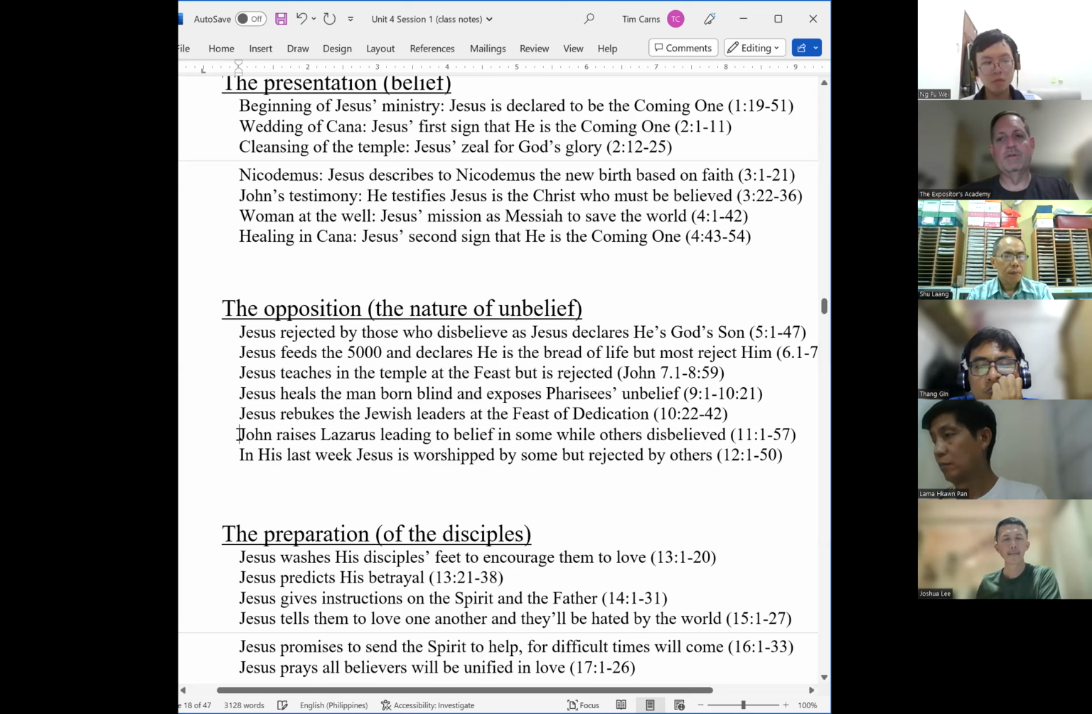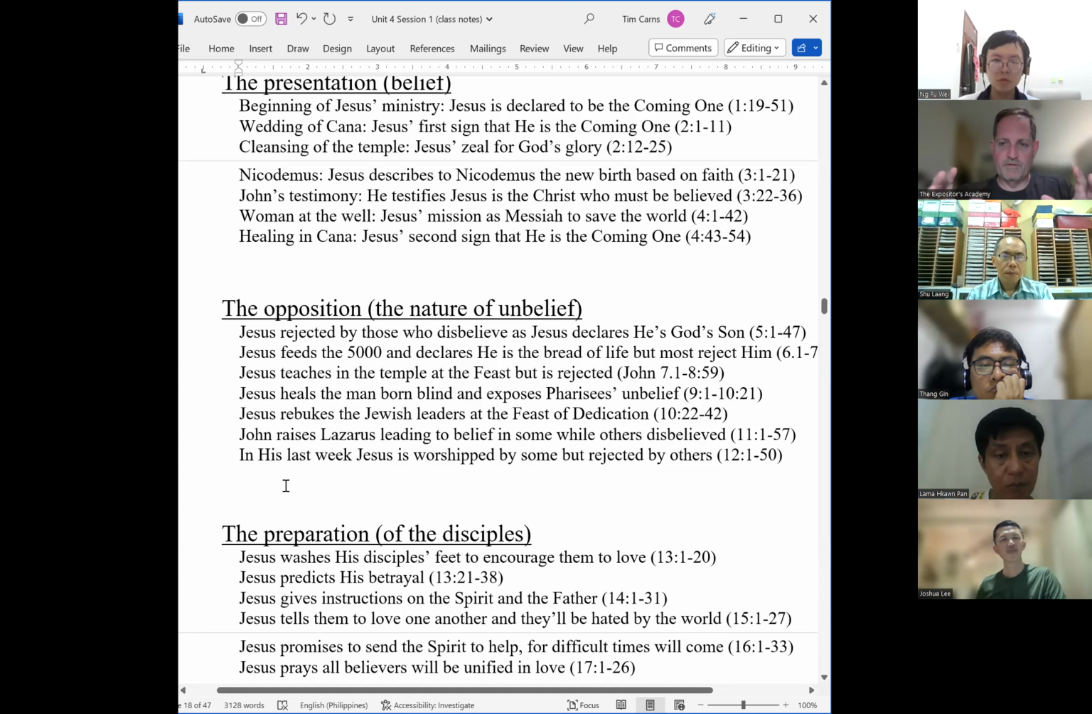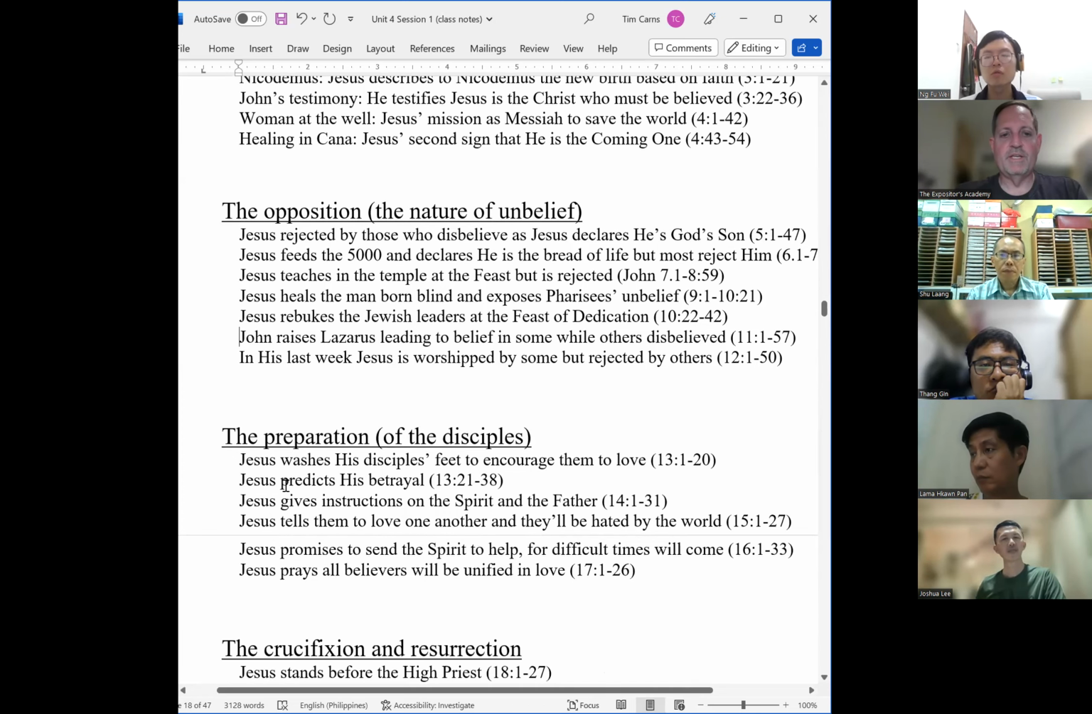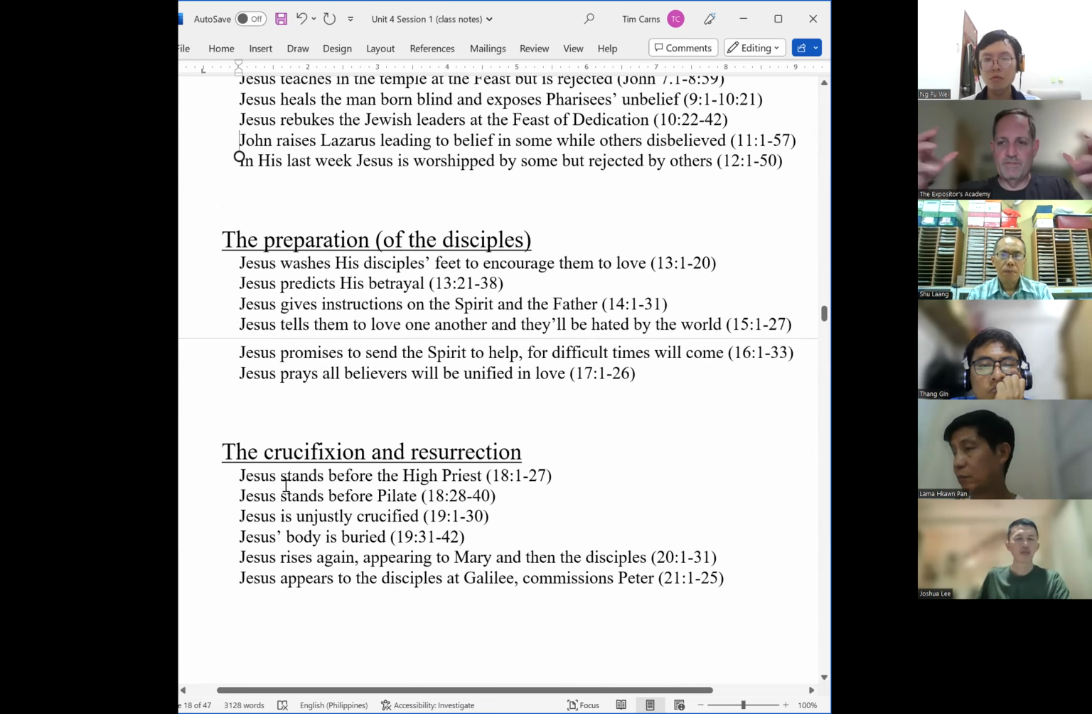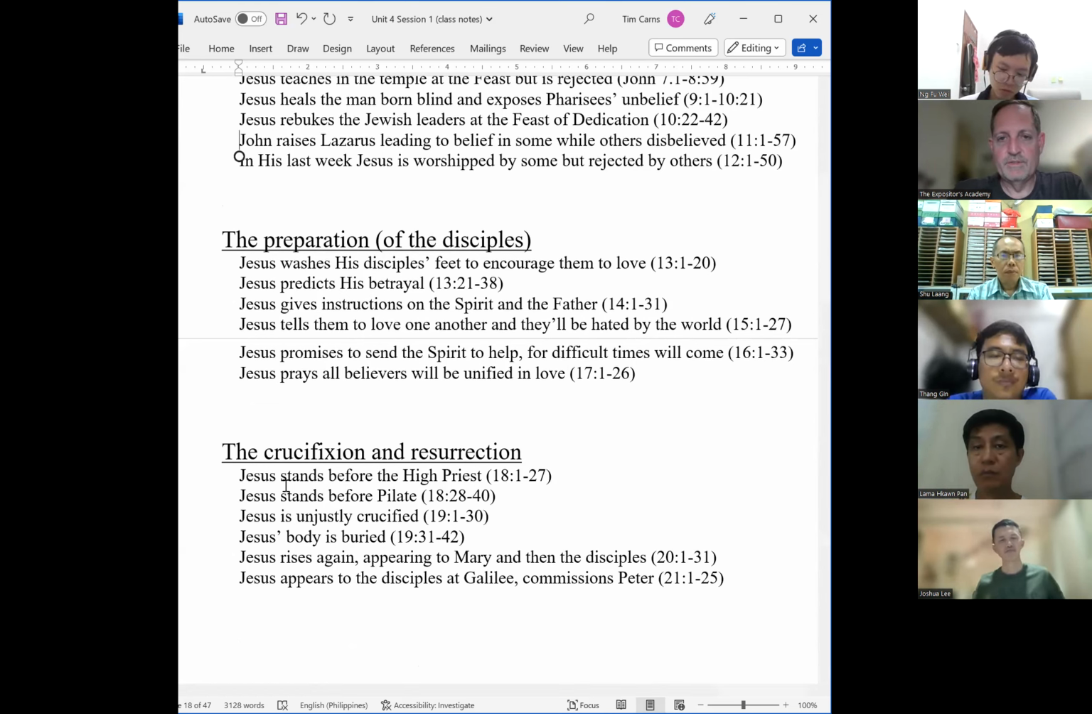And then another example of unbelief, he actually raises a man from the dead. But John 12, the Pharisees want to kill Lazarus and Jesus. So we really see a focus on unbelief from John 5 through John 12. Then John 13, it moves towards giving attention specifically to Jesus and his disciples in the final days.